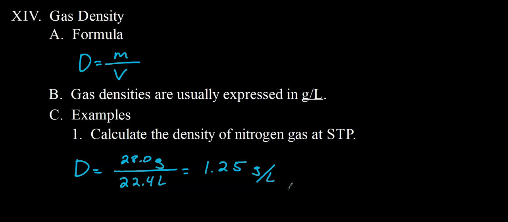Now do keep in mind that the density of nitrogen, again, does change with changes in temperature and pressure. So this happens to be just the density at STP. If the conditions were not standard temperature and pressure, then the density would not be 1.25 grams per liter.